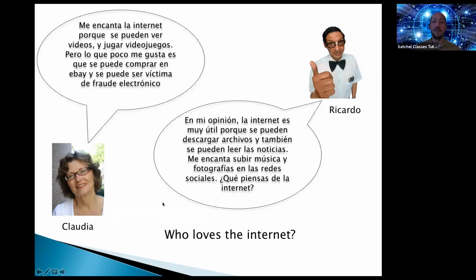Who loves the internet? Well, we need to check love. Me encanta. Well, both of them actually use the phrase me encanta. Claudia says that she loves the internet, and Ricardo says that he loves the internet as well.